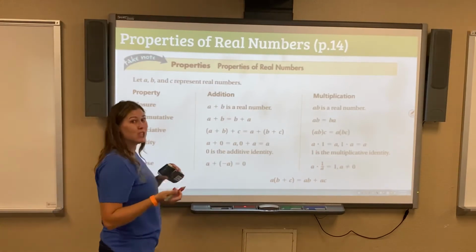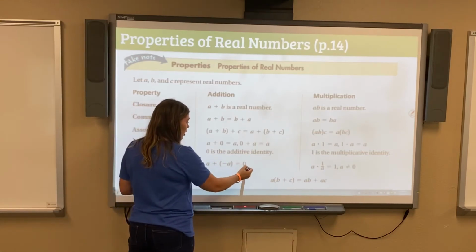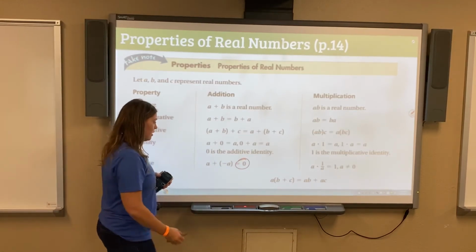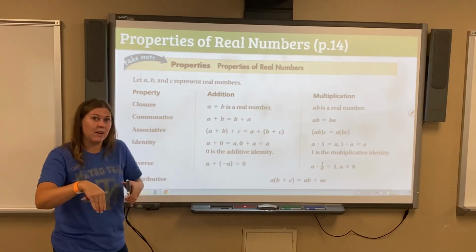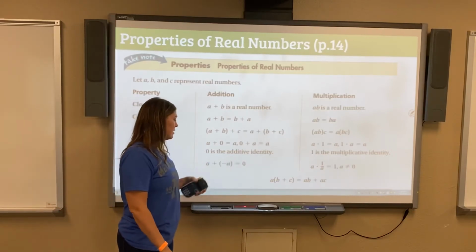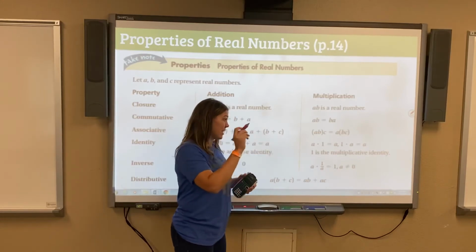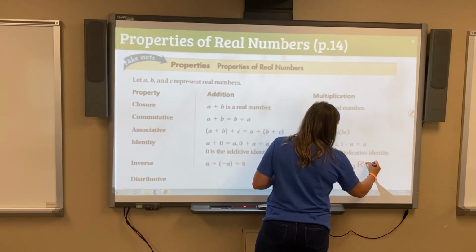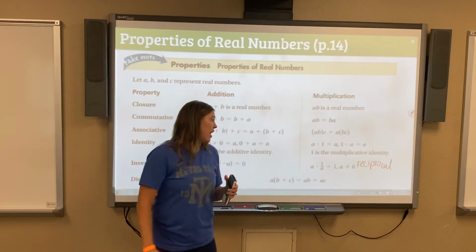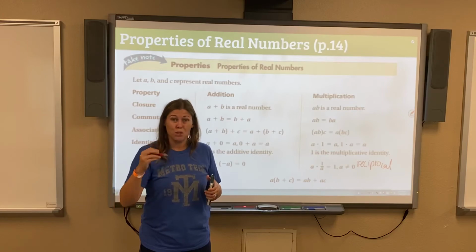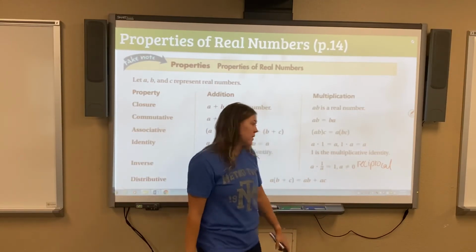Okay, and then the inverse is the opposite. So A plus negative A is equal to 0, and you always get the 0 out. It just means A plus negative A cancels. Whenever we cancel with multiplication, we get 1. So this is like the reciprocal. If you have A times 1 over A, or you multiply it by the reciprocal, where A can't equal 0, then you get 1 out.